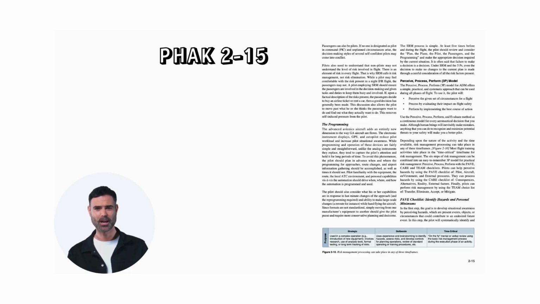Passengers can also be pilots. If no one is designated as pilot in command, PIC, and unplanned circumstances arise, the decision-making styles of several self-confident pilots may come into conflict. Pilots also need to understand that non-pilots may not understand the level of risk involved in flight. There is an element of risk in every flight. That is why SRM calls it risk management, not risk elimination.